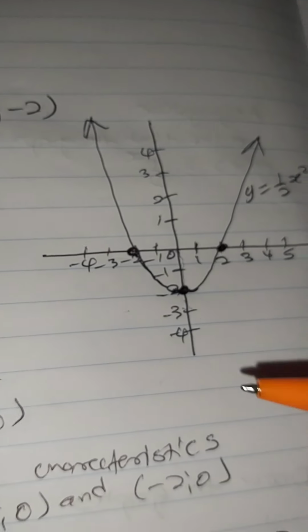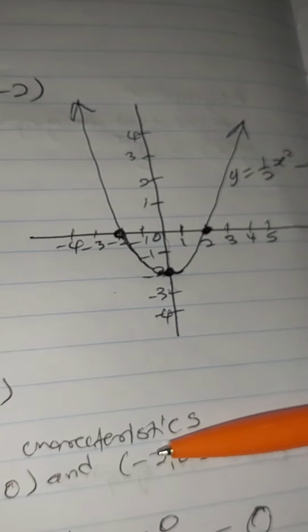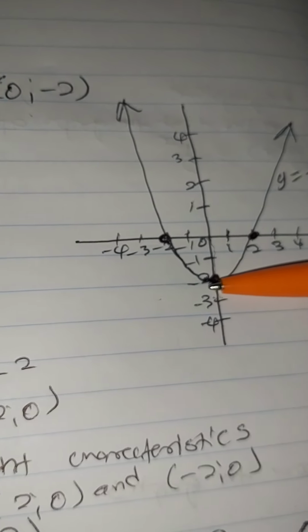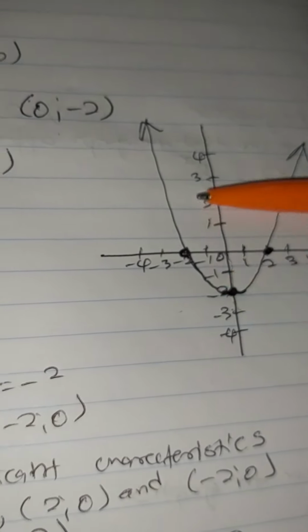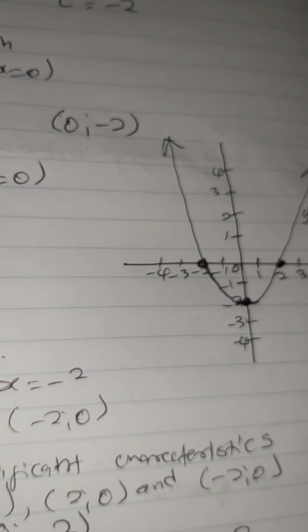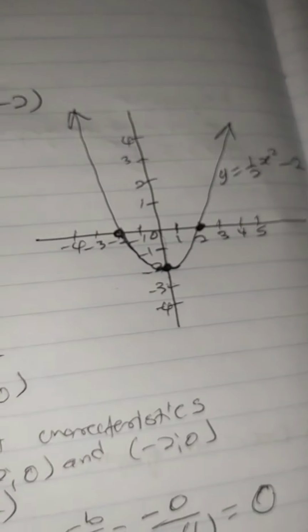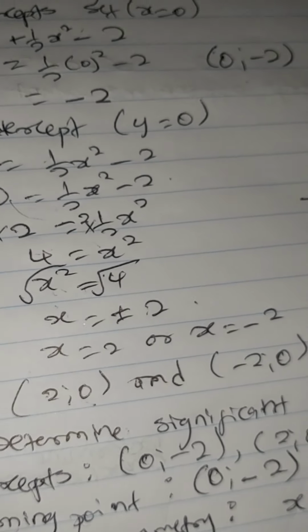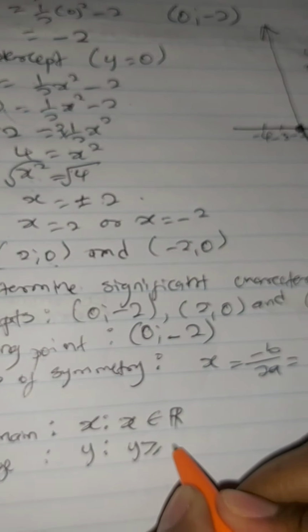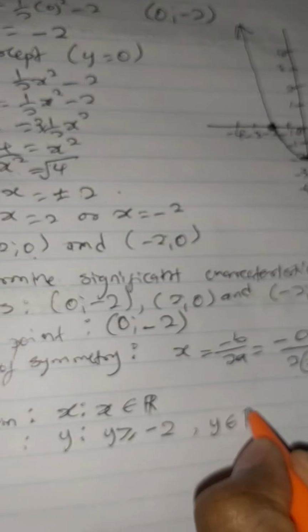Then the y, if you look at this, there's a turning point, so you can't have anything below this. So the y is actually where y is greater than minus 2, and anything above that minus 2, which means y is greater than or equal to negative 2, and again y is an element of real numbers.